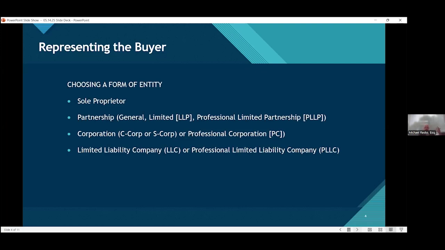So this is a conversation you're likely to have at some point, and you can advise your client generally or more specifically about the benefits and the requirements of each. I'll just throw in a note here.